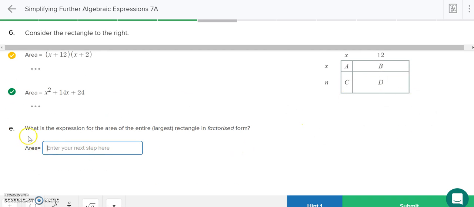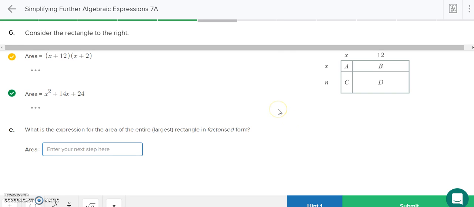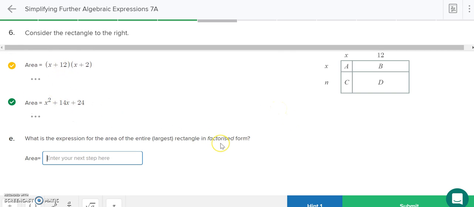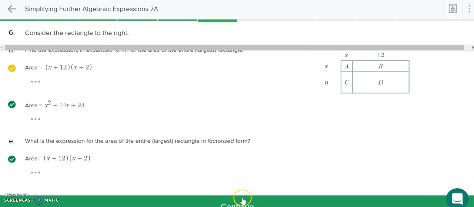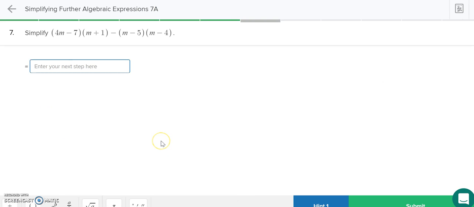It then says, what is the expression for the area of the entire largest rectangle in factorized form? Well, that's what we had back up here. So I'm going to put that in, and I'm going to write that that is x plus 12 and x plus 2, and they're going to be happy. Going on to the next question. Now, this sort of question is a little bit more tricky because you've got a lot of steps. And we're going to come on to this in the next video.